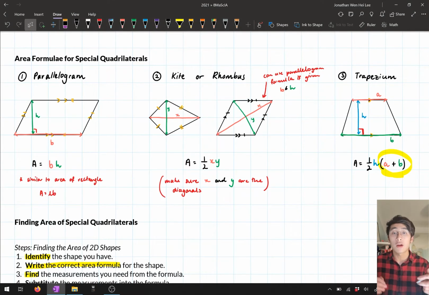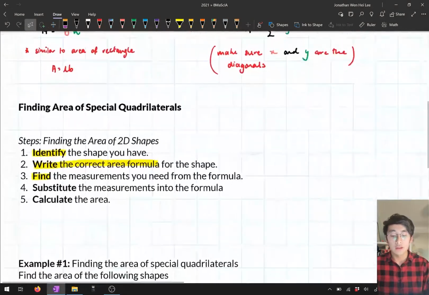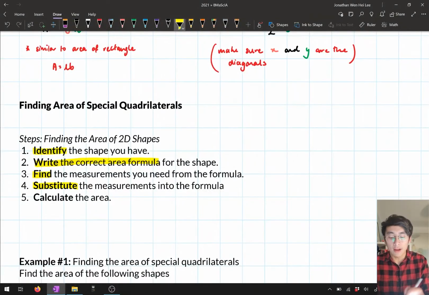So for a parallelogram, I need the base and the height. For my rhombus or my kite, I need my two diagonal lengths. And for my trapezium, I need the length of my two parallel sides and the height as well. Then, once we've done that, we can substitute the measurements into the formula, and then calculate the area by just figuring out what that number would be.